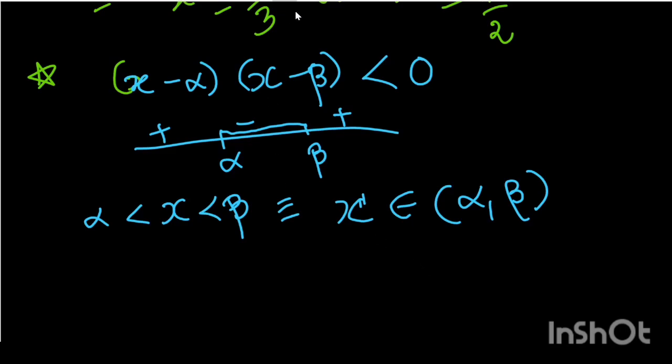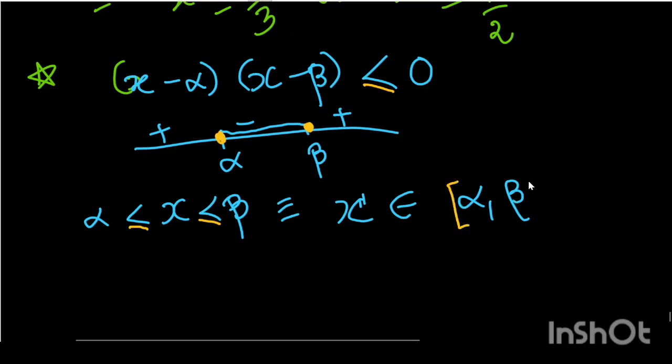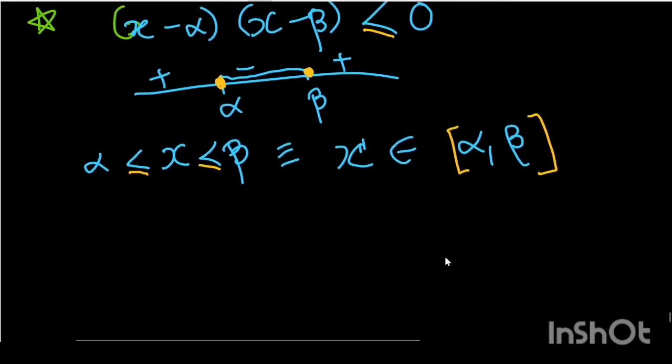Now what if they ask for less than or equal to? If it is less than or equal to, beta will be included and alpha will be included. Here x greater than alpha becomes x greater than or equal to alpha, and x less than beta becomes x less than or equal to beta. And in place of round brackets, what we will have is square brackets, alpha to beta both included, guys. That's how we will do it.